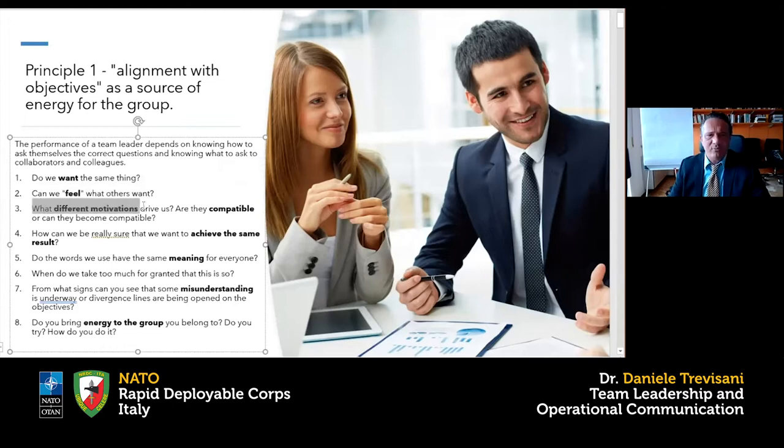Then, what different motivations are there among team members? Because there might be motivations that are connected to personal objectives, others that are connected to the organizational mission. So we have to see if they are compatible, or if they can become compatible. Then, how to make sure that we want to achieve the same results?